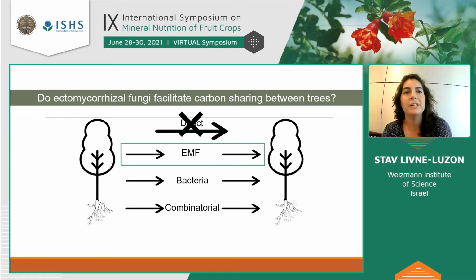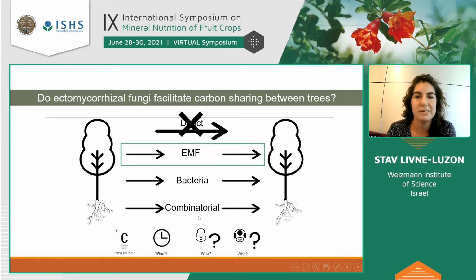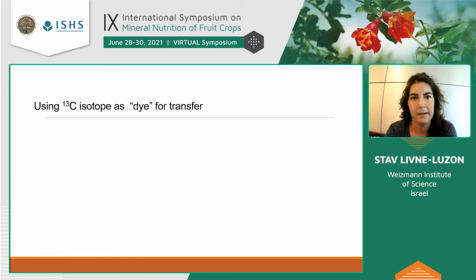So the main question is, do ectomycorrhizal fungi facilitate carbon sharing between trees? There are many sub-questions to this main question, like how much carbon is being transferred? When does the transfer occur? Which tree species are transferring the carbon? And who are the fungal partners involved in this transfer? In order to address these questions, we used a stable isotope approach where we use C13 as a dye for transfer. And I will explain how we did that.